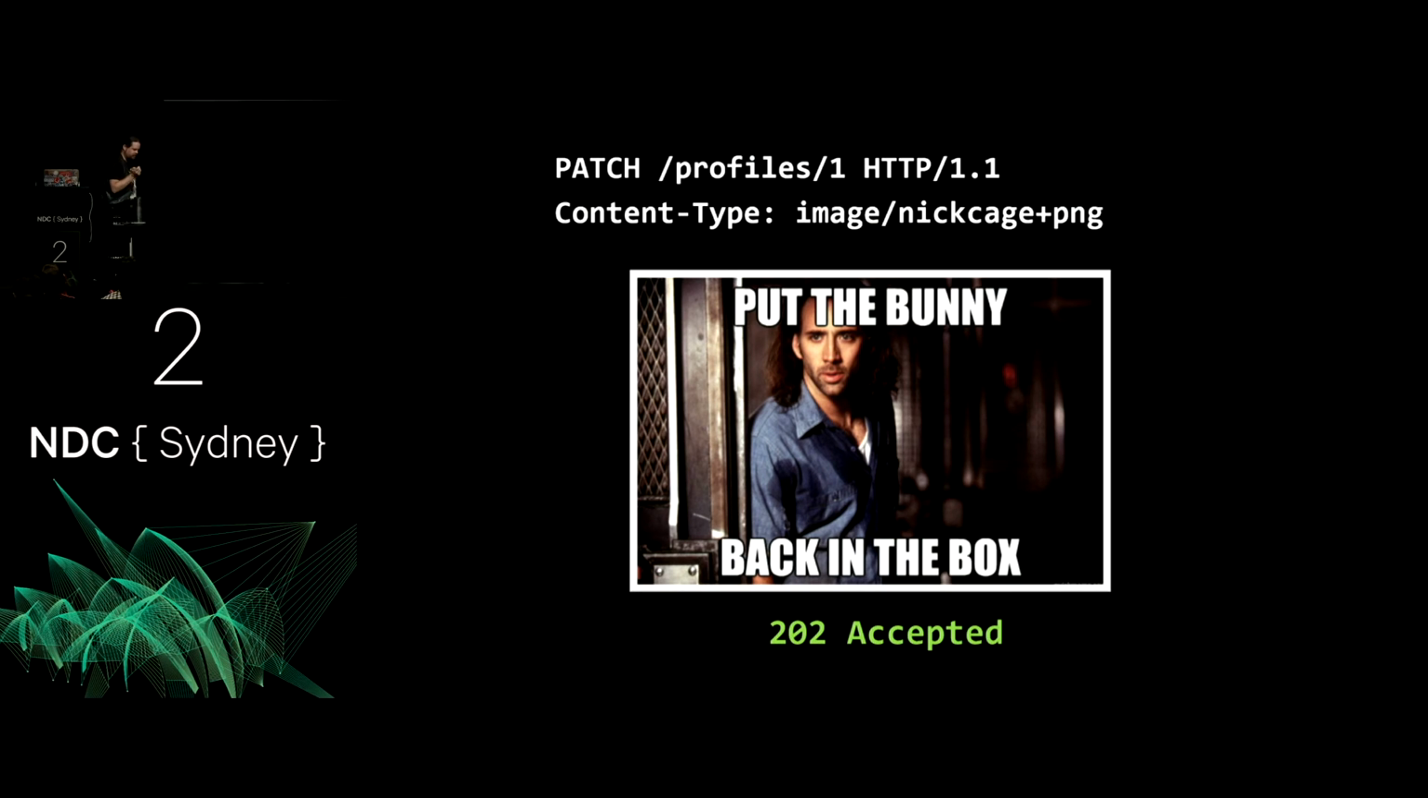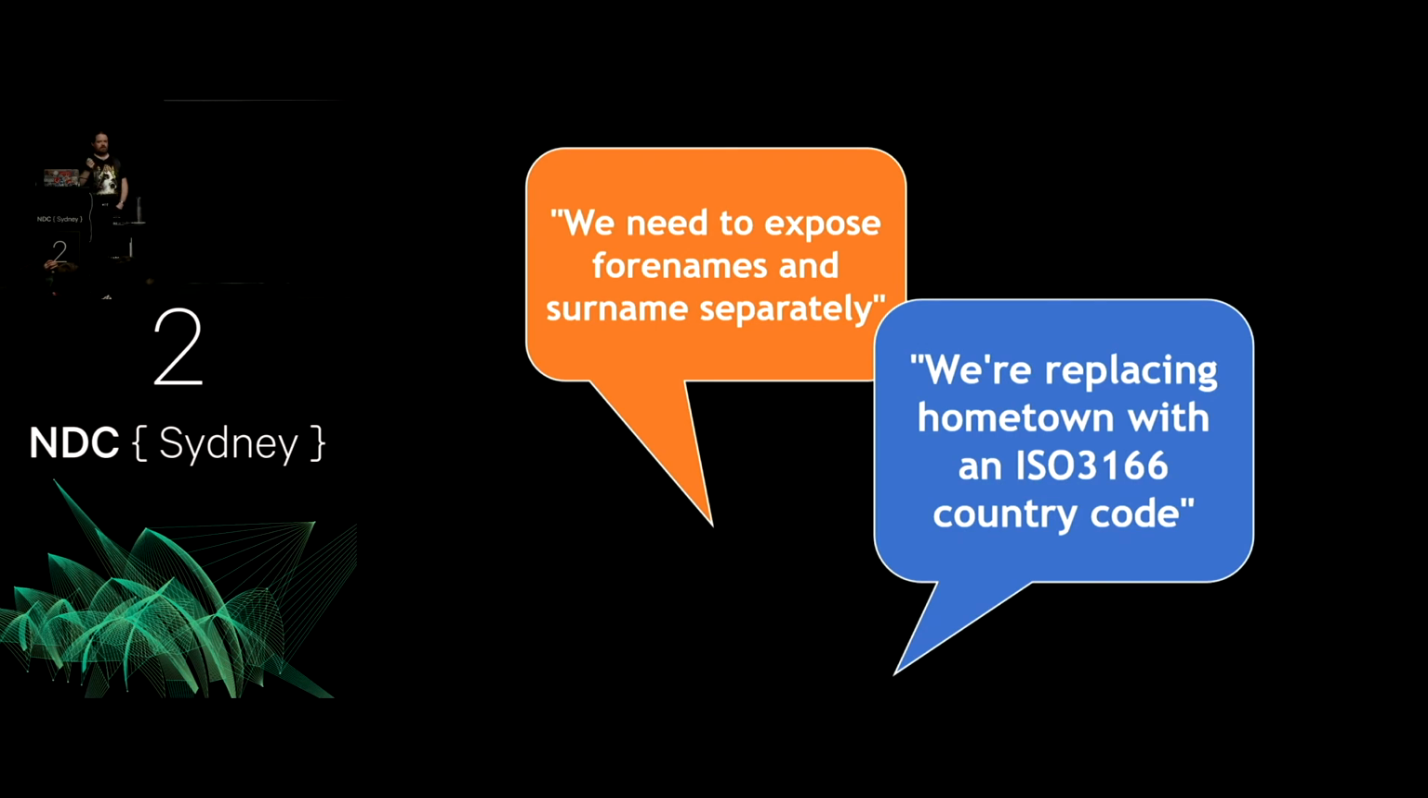So the CEO comes down, and he's like, someone is looking to buy our network, and they need to make a couple of changes to our data format. We need to expose forenames and surnames separately so that we can index by surname so that they can feed it into their CRM system. And also they want to replace the hometown with an ISO 3166 country code so we can do that cool Google Maps visualization of where all our users are. And it's Friday, it's kind of late, so we sit down and yeah, no problem.